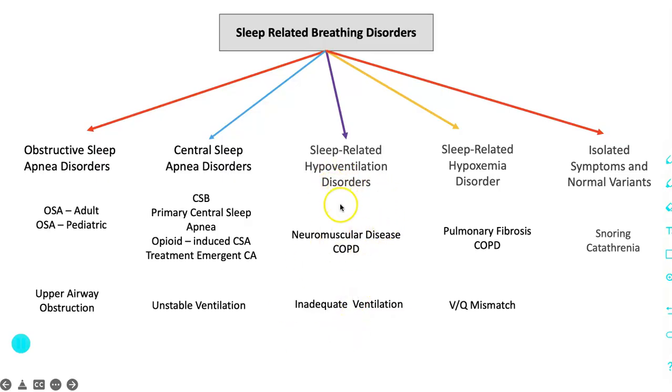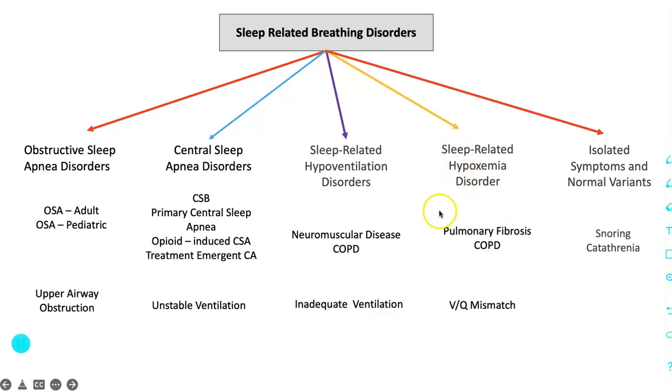The third group is the sleep-related hypoventilation disorders. As the name suggests, this involves ventilation inadequacy. They can result from conditions like obesity hypoventilation and neuromuscular diseases, where the ventilation becomes inadequate, causing sleep disturbances and then elevation of carbon dioxide.